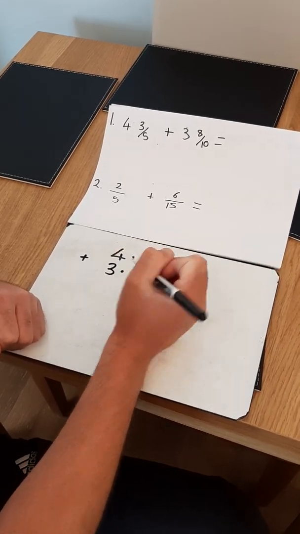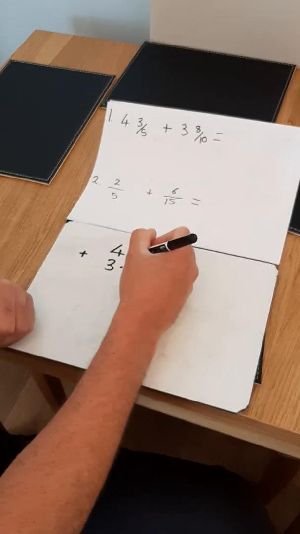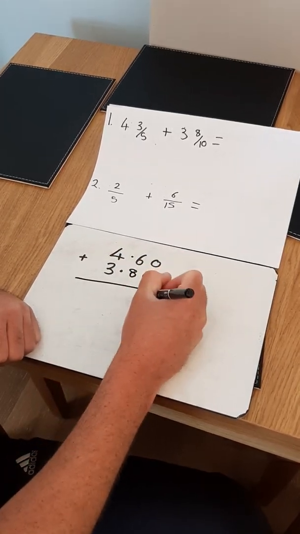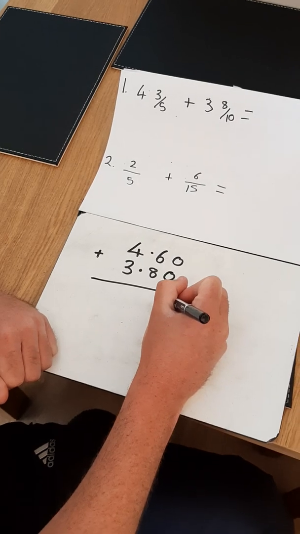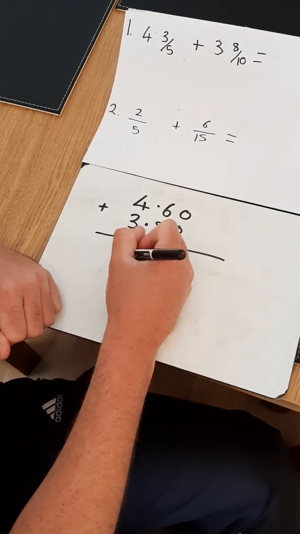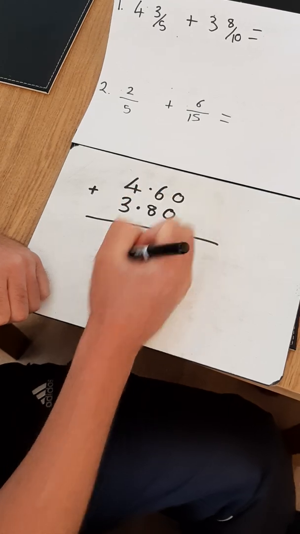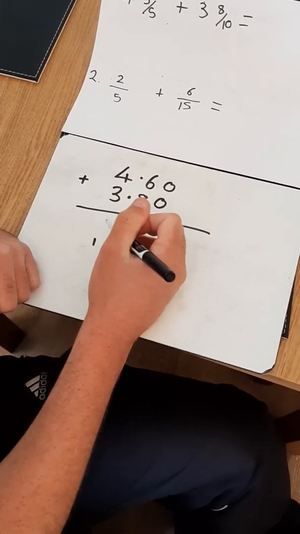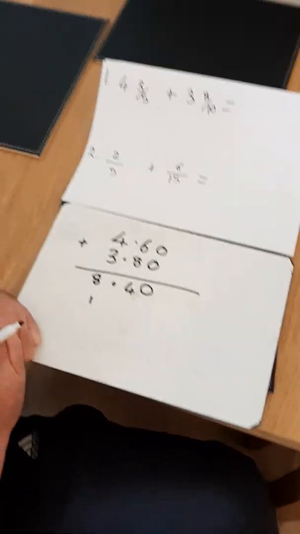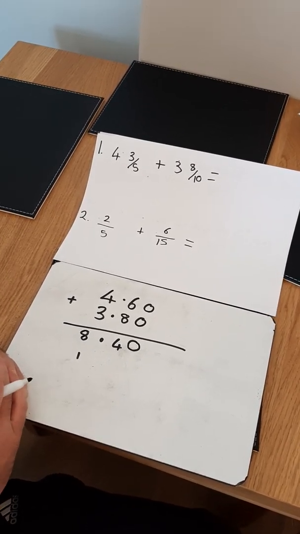And then we're adding 3 8/10. So 3 8/10 would be 3 point 8. We know our tenths, we don't need to convert these, so it's 80, because it's 8/10. And we add them together. So 0 plus 0 gives us 0. 8 plus 6 gives us 14. Remember, our decimal place never moves. 4 plus 3 equals 7, plus our 1 is 8. So we have 8.40.